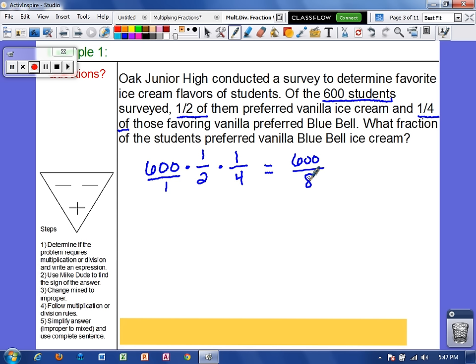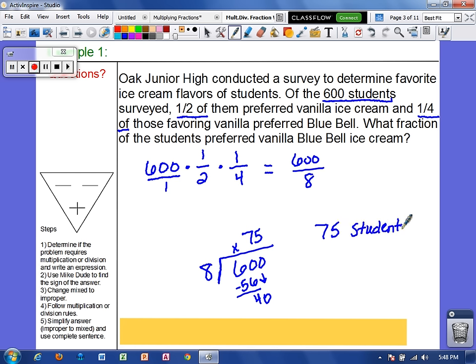Now that is improper, so we have to divide. And remember, top dog goes in the house. 8 cannot go into 6, but it can go into 60 7 times, which is 56. That gives us a remainder of 4. And 8 can go into 40 5 times evenly. So this means that 75 students specifically preferred Bluebell out of the students who preferred vanilla ice cream.